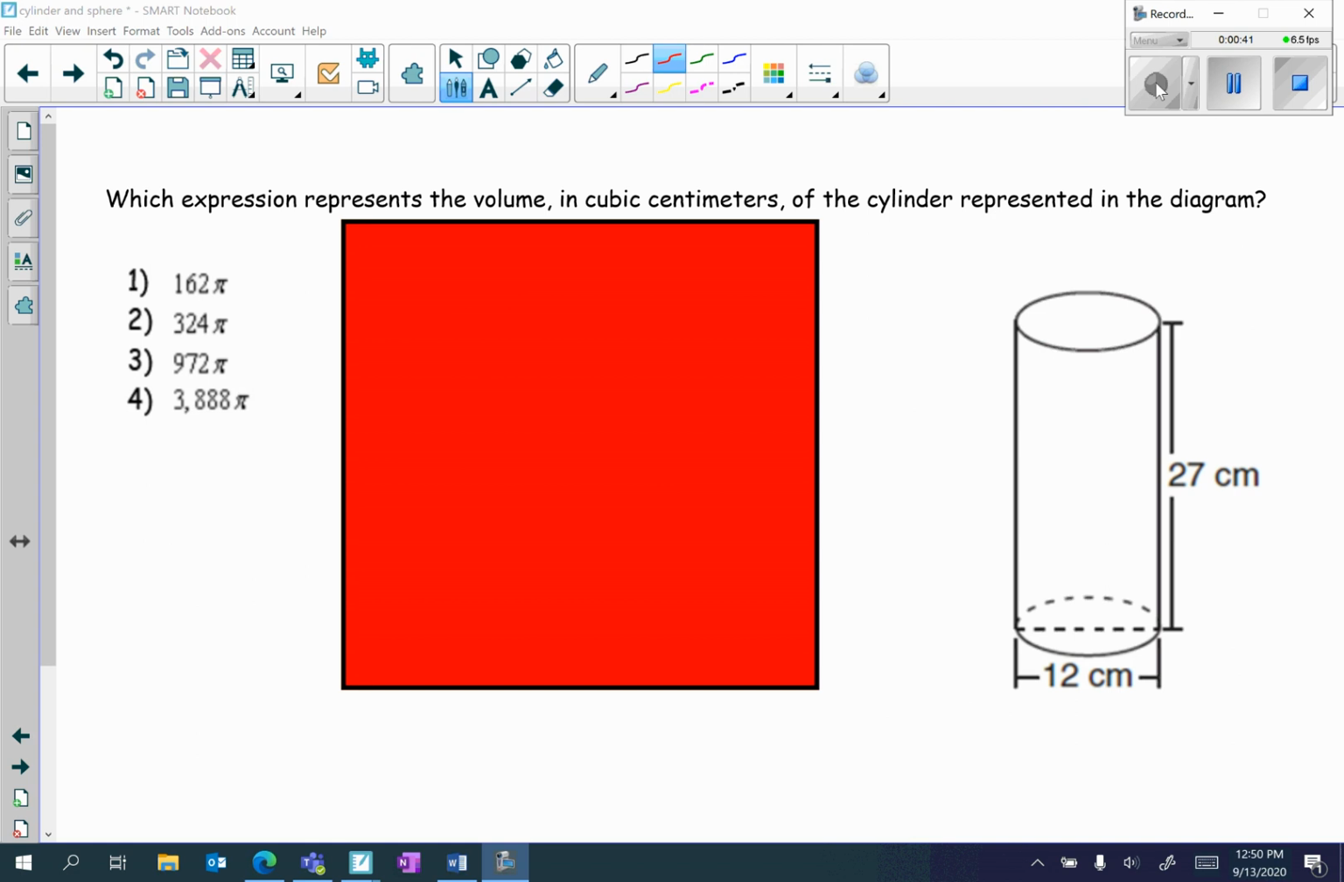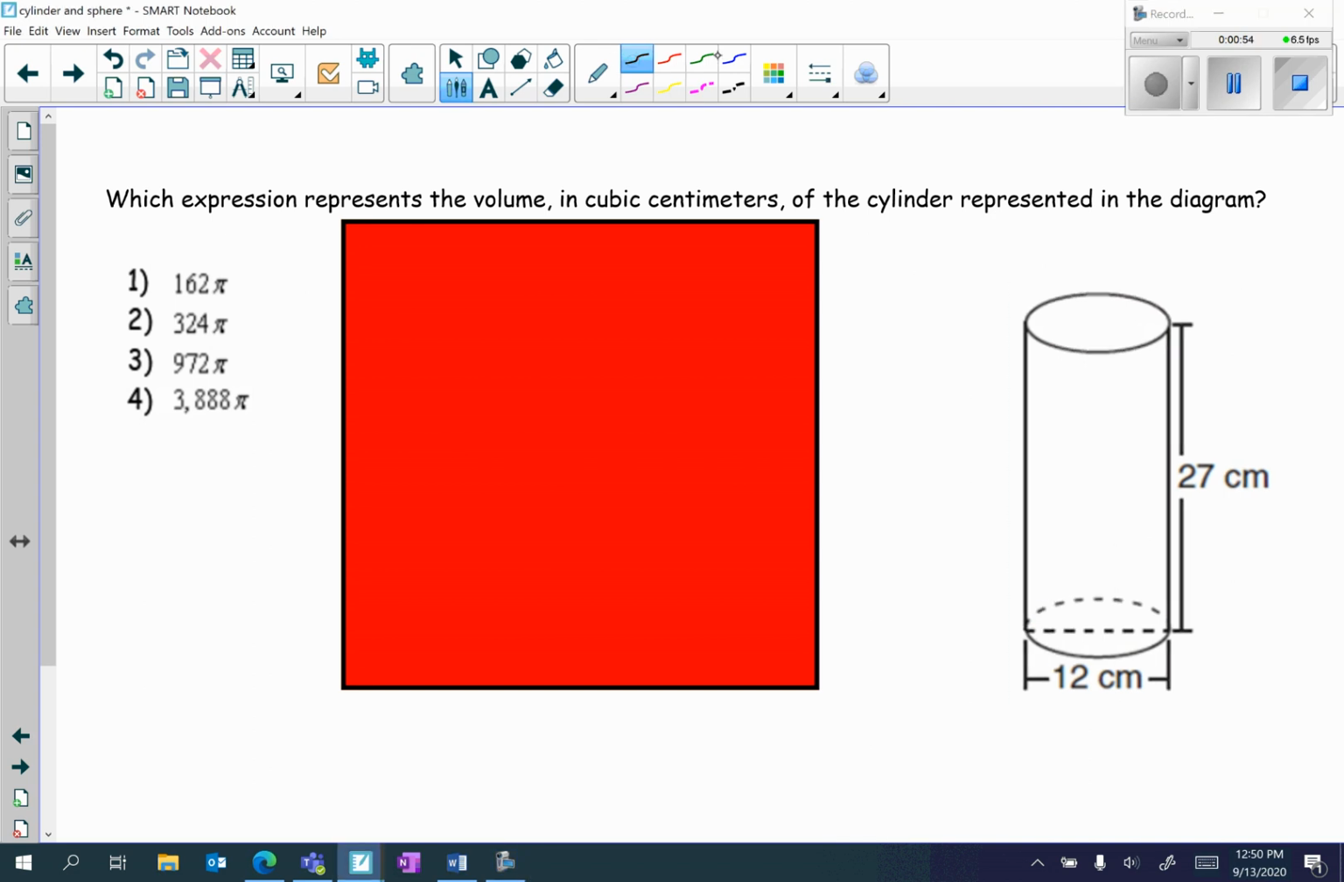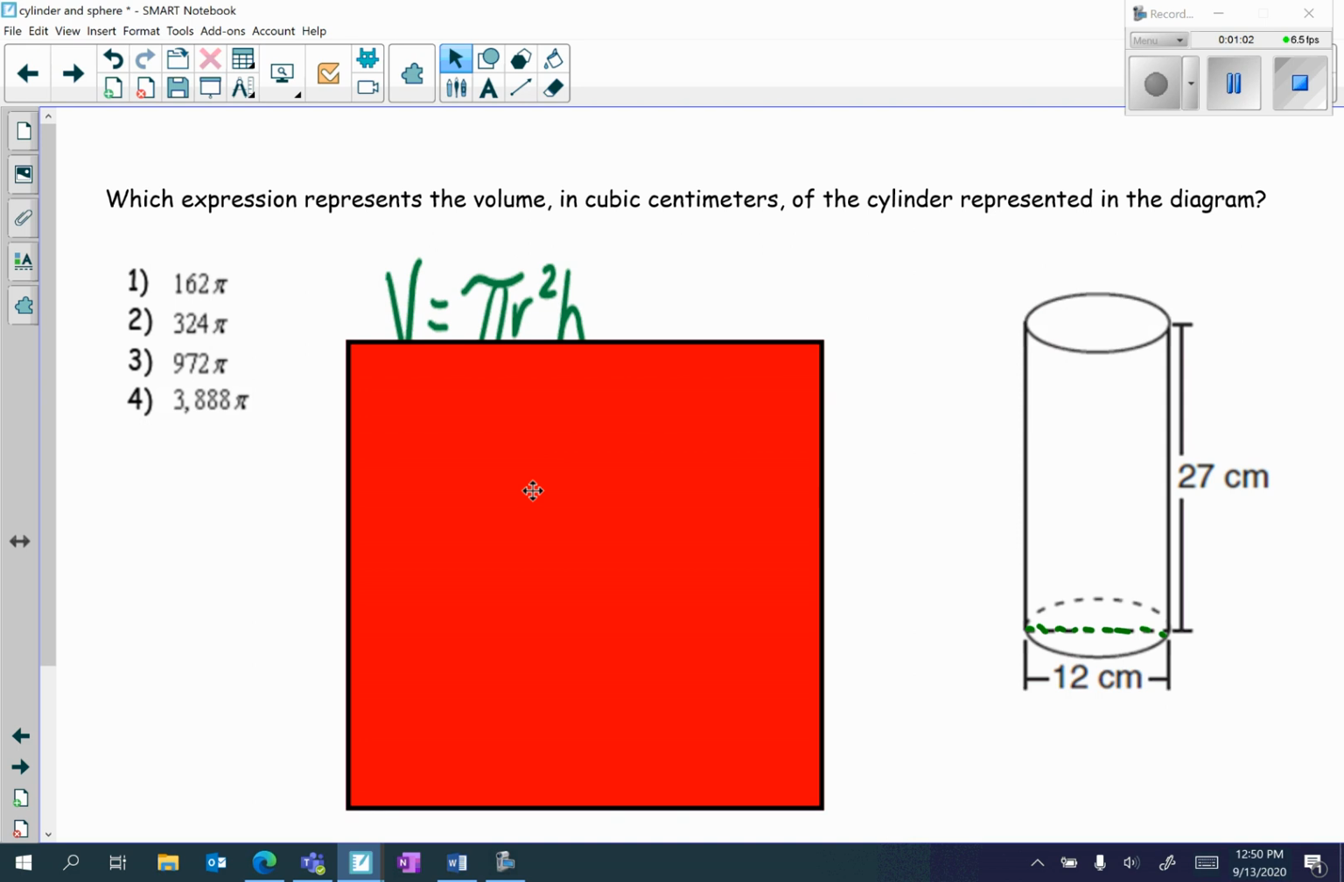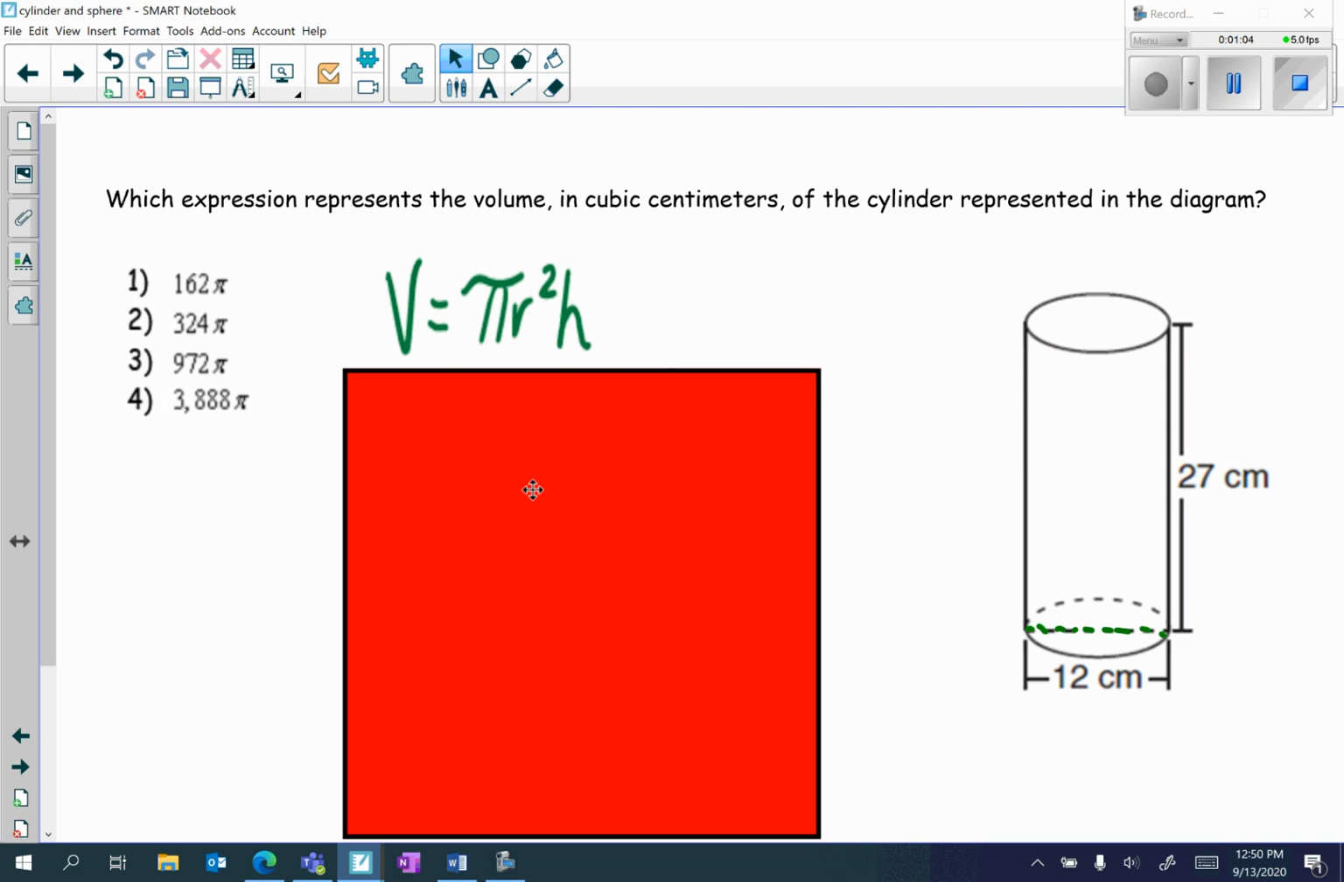Let's look at the first example. Which expression represents the volume in cubic centimeters of the cylinder represented in the diagram? So here we have a cylinder, and notice they gave us the diameter, which is 12. Now remember, in order to use the volume formula for a cylinder, which is pi r squared h, I need to find the radius. So what I have to do with the diameter is divide it by 2 to get the radius, which is 6.